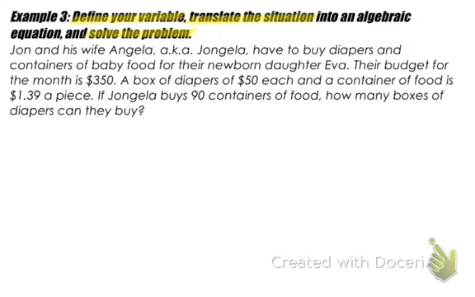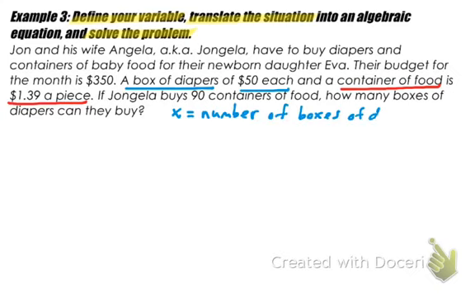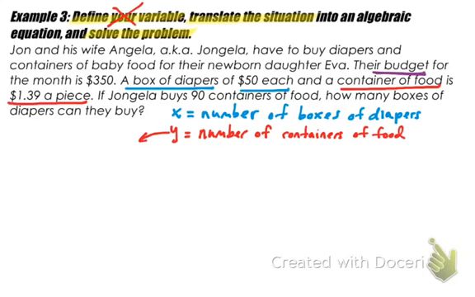So we're talking about 2 people who are buying baby food and diapers. The box of diapers is $50 each and a container of food is $1.39 a piece. So we know how much each item is, but we don't know how much of each item we bought. So our first variable, X, would be the number of boxes of diapers, and Y would be the number of containers of food, which in this case we actually know is 90 containers because that's what they give us.